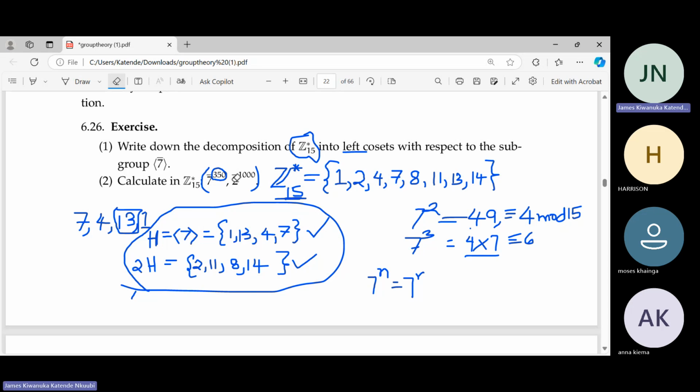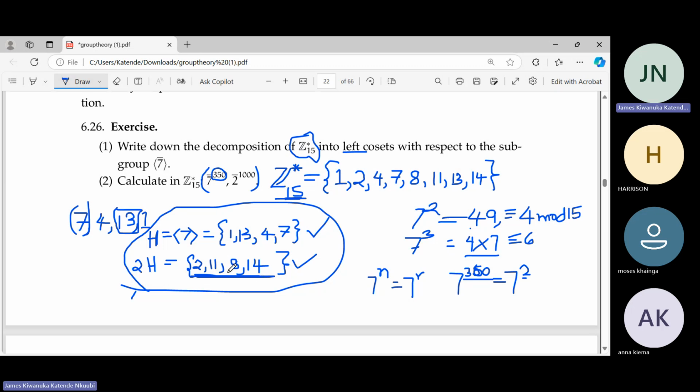The order of 7 is 4. So 350 divided by 4, what is the remainder? The remainder is 2. So 7 raised to 350 is the same as 7 raised to 2, the remainder when 350 is divided by the order of 7. 7 has order 4 because the cyclic subgroup generated by 7 has 4 elements, so the order of 7 must be the same. That's 4. So 7 raised to 350 is the same as 7 squared.